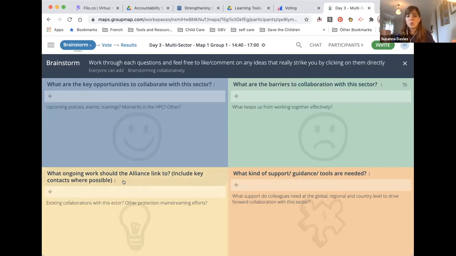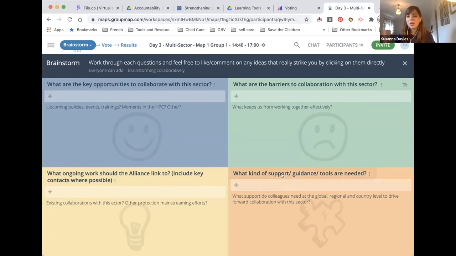And then we ask you, what ongoing work should the Alliance link to? We're super aware that lots of colleagues in the room may be doing pieces of this work already. We want to learn from you, and we want to make sure that anything we do complements and supports the great work that you're already doing. So please do note this.